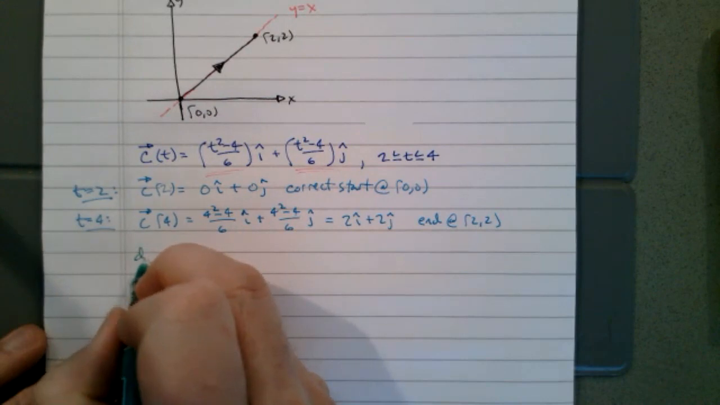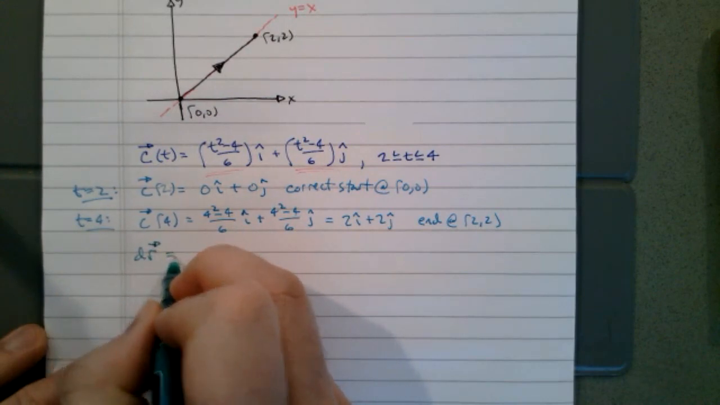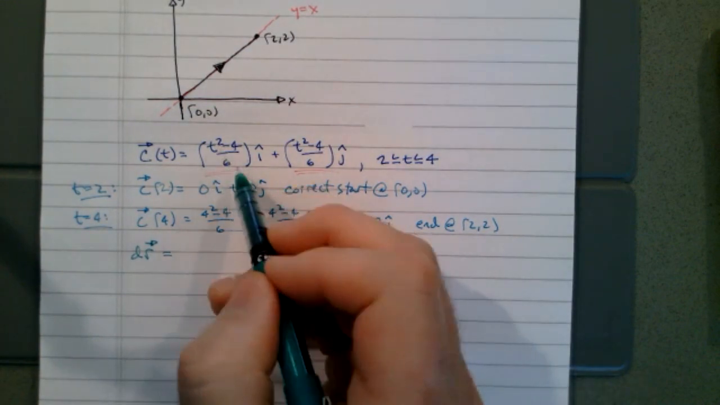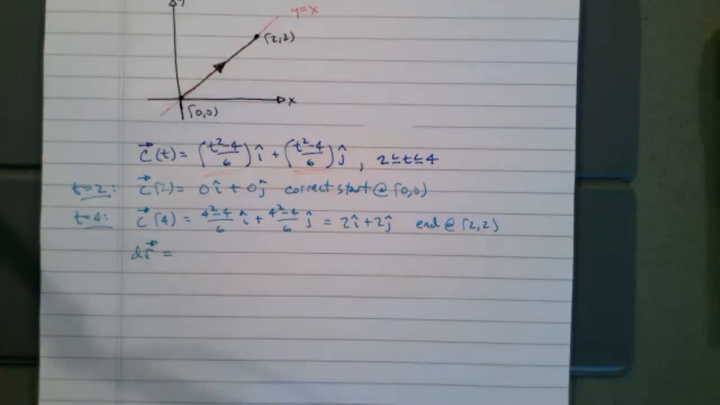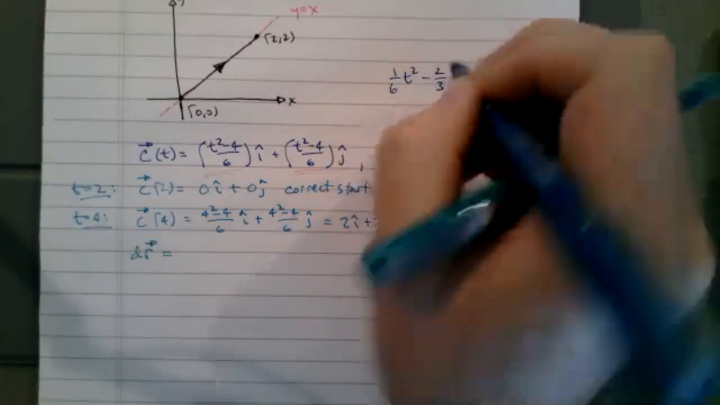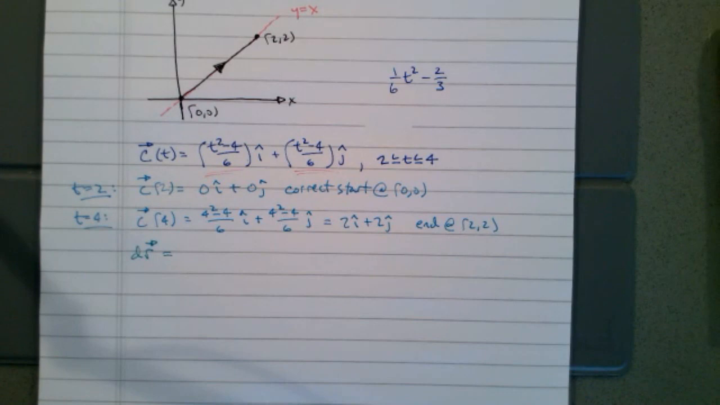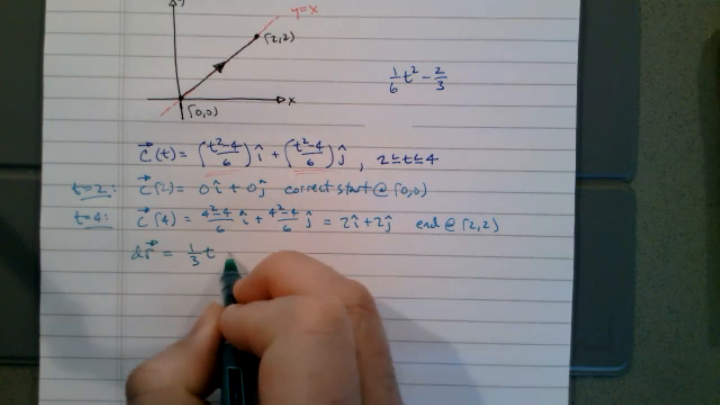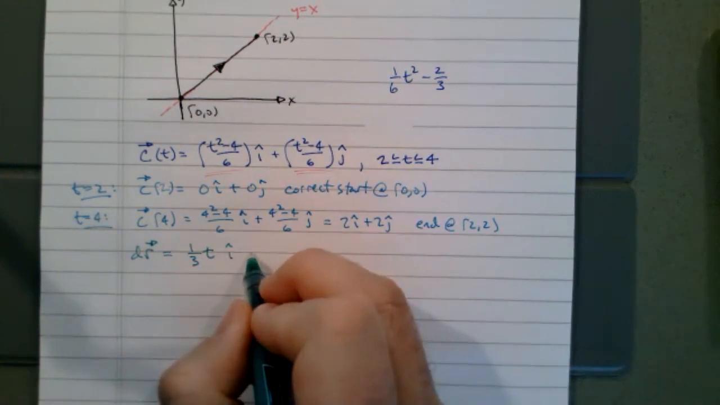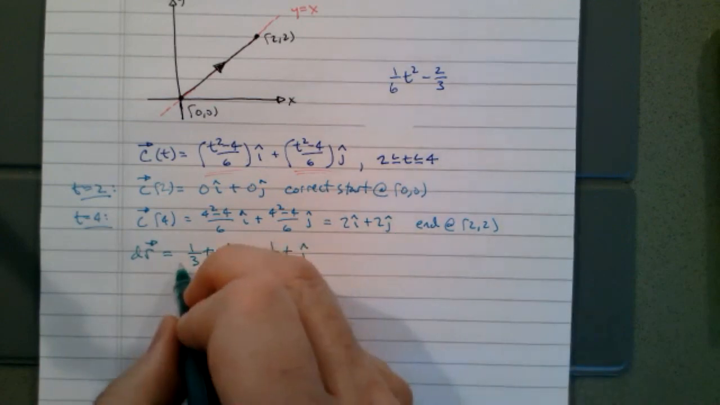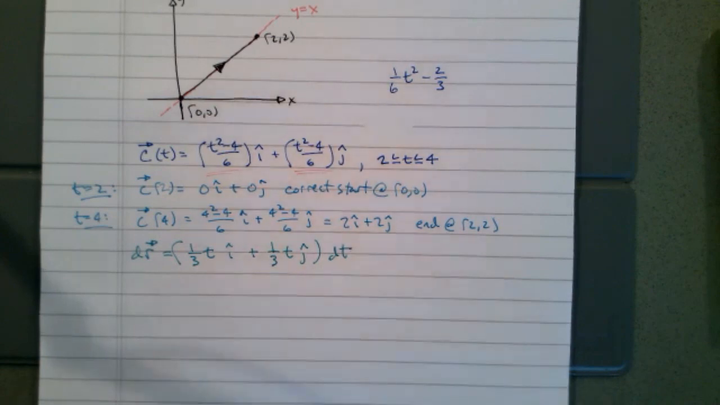Our dr is just going to be the derivative of each of these terms. So we've got t squared over 6. The rest is a constant, minus 4/6. So this is going to be 1/6 times t squared minus 2/3. So I need the derivative of this term. That's going to be 1/3 t times i plus 1/3 t times j, all times dt.